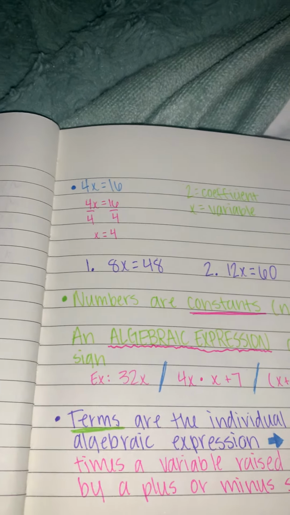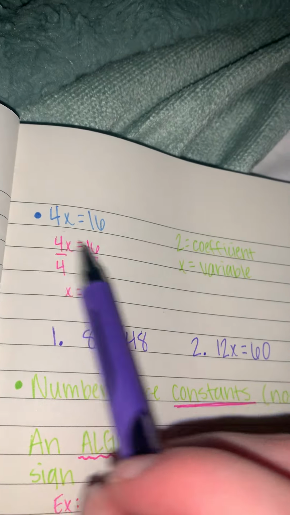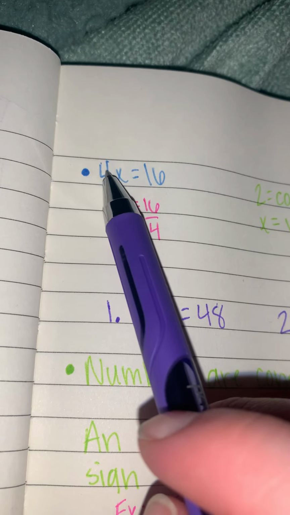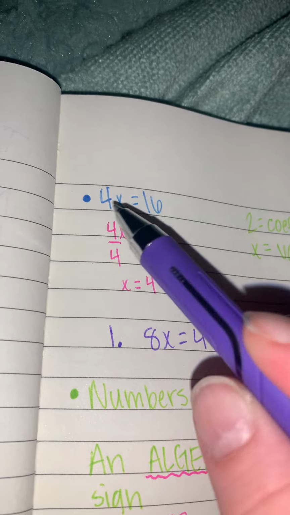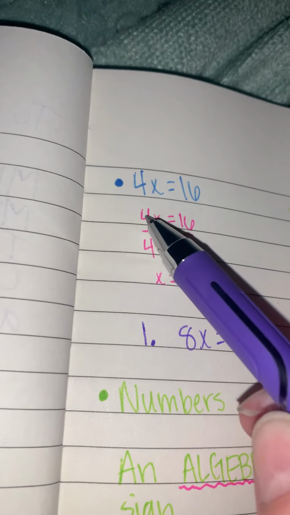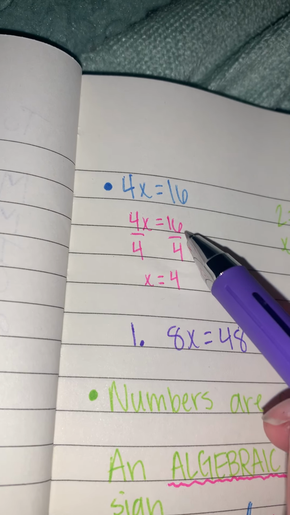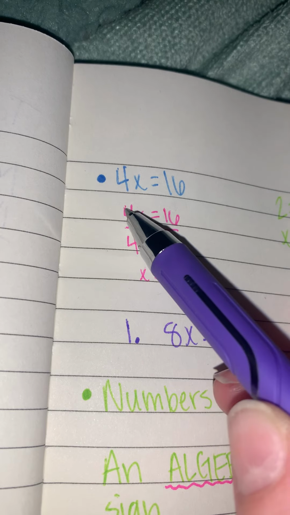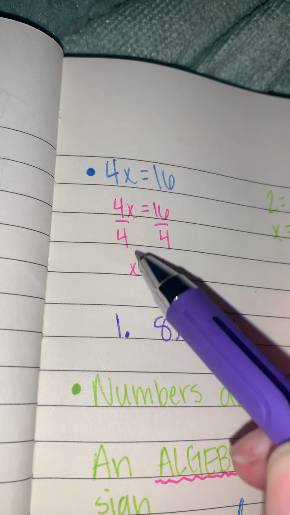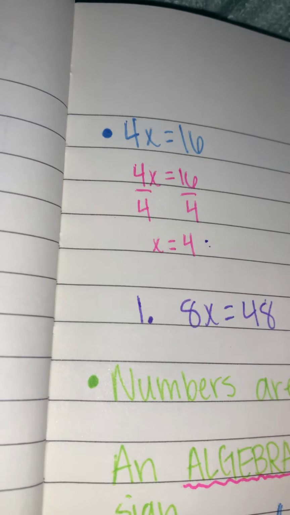Okay, so the first type of problem was one of these, and the coefficient is your little number here, and your variable is the little letter. So how you solve these, 4x equals 16, you just divide out the 4, and then you divide this side by 4. 4 divided by 4 is 1, so that's just x. And 16 divided by 4 is 4, so that's your answer.